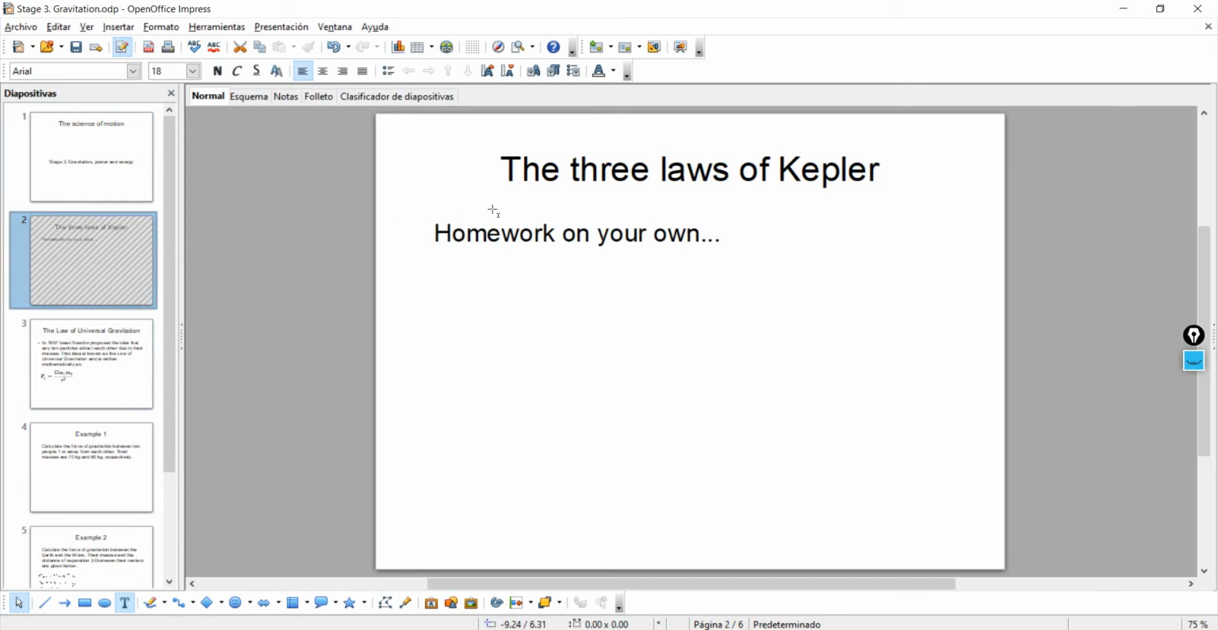So the first thing that we should see is the 3 laws of Kepler of planetary motion. But I'm not going to explain those to you. I want you to do a little homework on this, and I'm going to explain what this homework is going to be about in a moment. So this is the first thing that we're going to study in regards to gravitation and planetary motion.